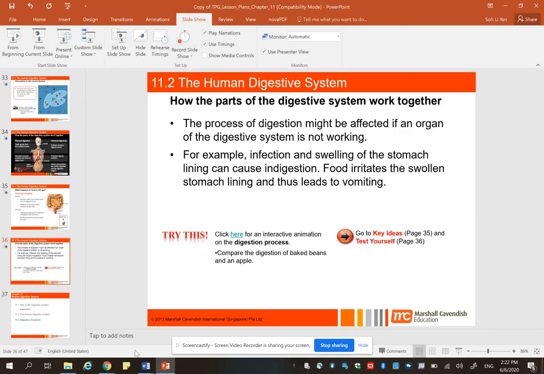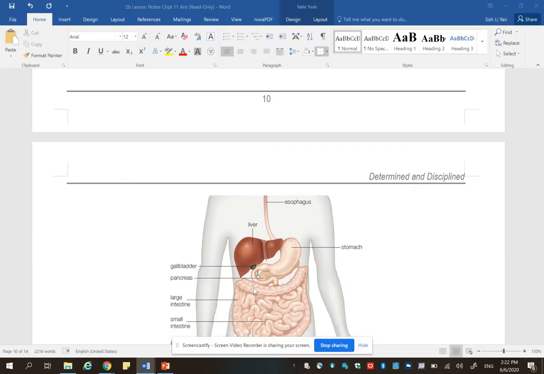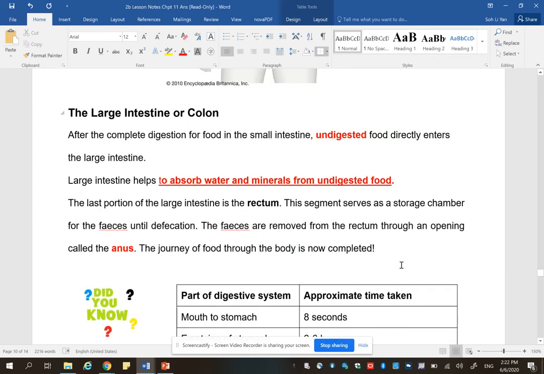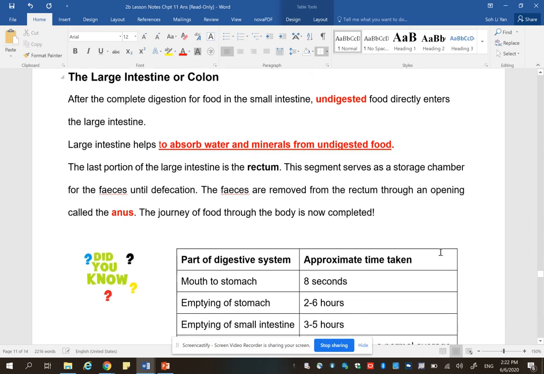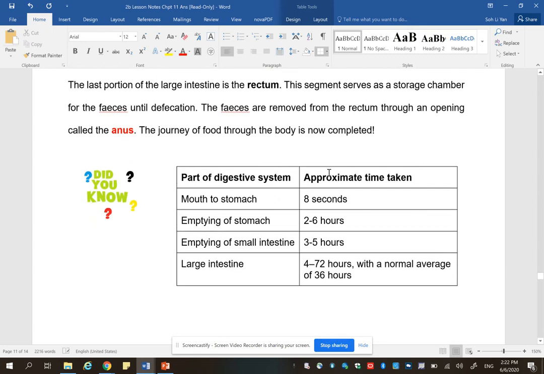Right. Okay, let's move back to the notes over here. So we are coming to the last part about the large intestine. The large intestine has to absorb water and minerals from the undigested food. Okay. So this is the approximate time taken for the digestion to be completed. You can see about 3 to 5 hours, all right? Then you'll feel hungry again.